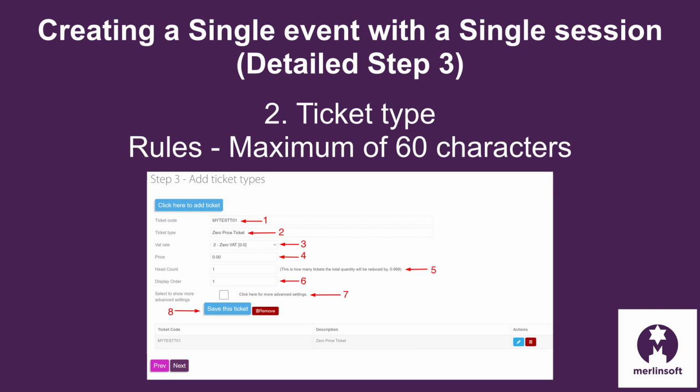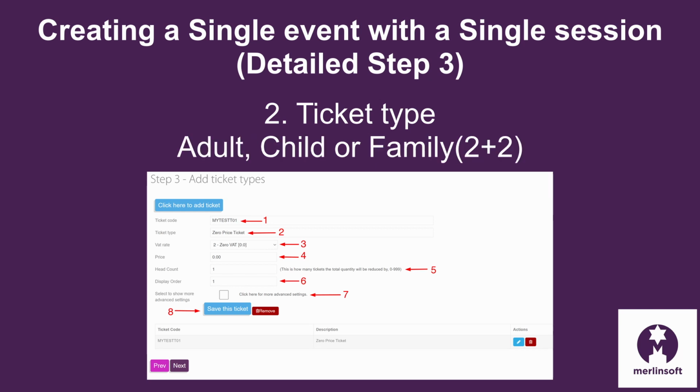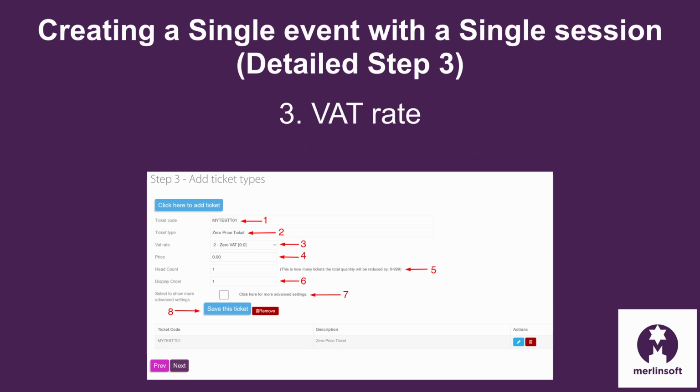2. Ticket type. Rules: maximum length of 60 characters. This is used to name your ticket. For this demonstration, I am going to add a zero price ticket, as that is what it's going to be. Other examples could be adult, child, family, 2+2. It's up to you what you type. But you need to keep in mind that it has to be self-explanatory when a customer is adding that ticket to their basket.